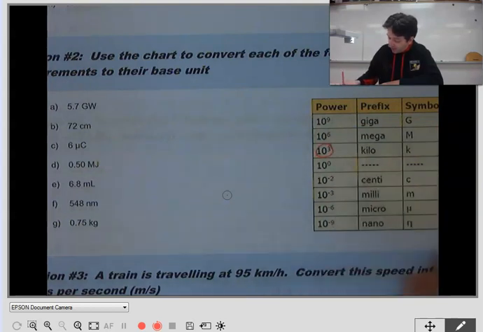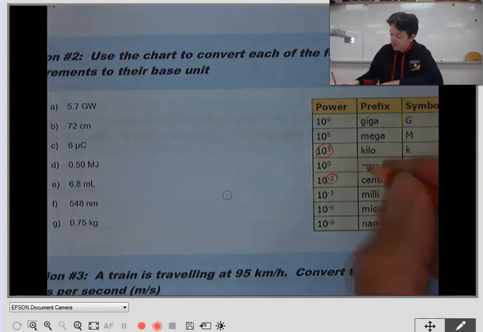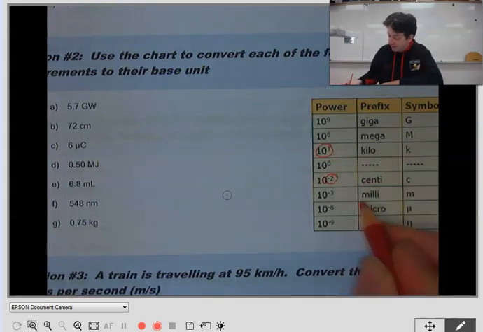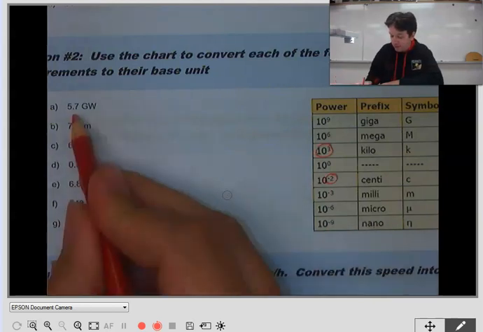Although we also have centimeters, which is 10 to the minus 2. So now we're going the other way, we're getting smaller. And then we go by 3 again. Milli would be a thousandth, micro a millionth, nano a billionth, and so on. And why are these useful? Well, let's look at the first example.